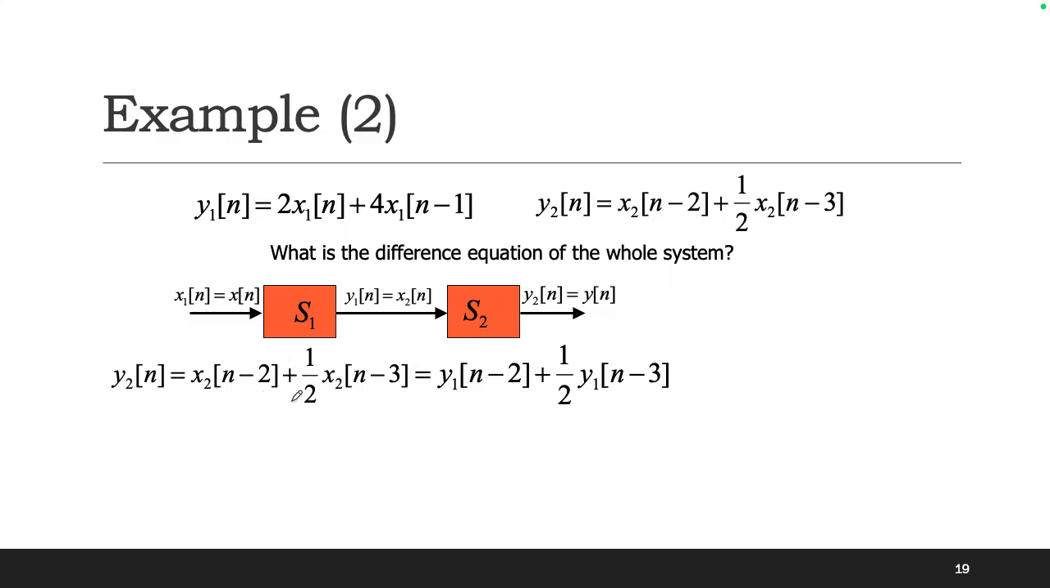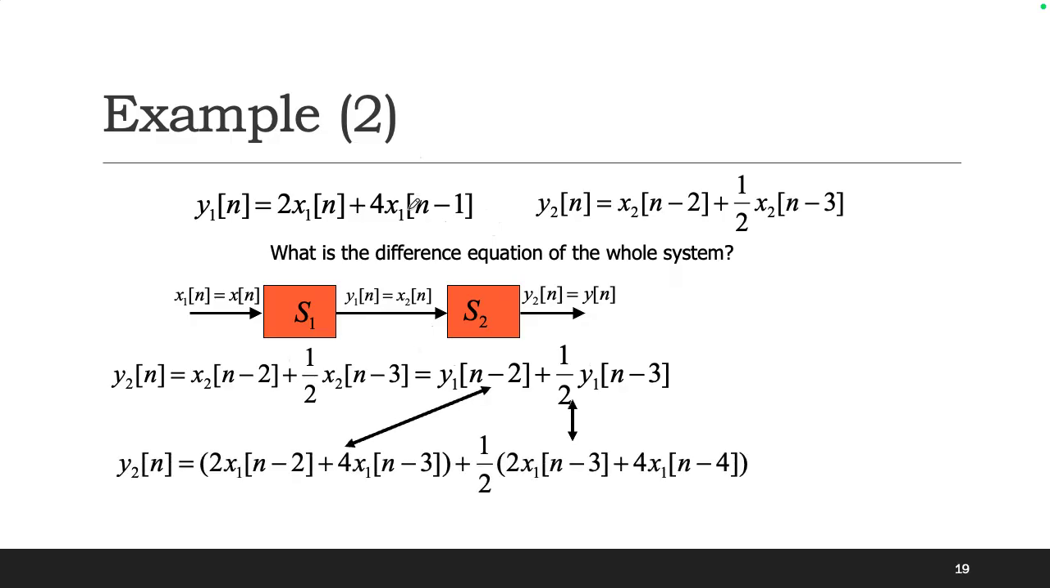Am I right? So what is x1[n]? x1[n] is this one, am I right? That makes sense to you? Yeah, so you just put y1[n minus 2], right, using this equation, and y1[n minus 3] using this equation. Does it make sense to you? It will equal this one.